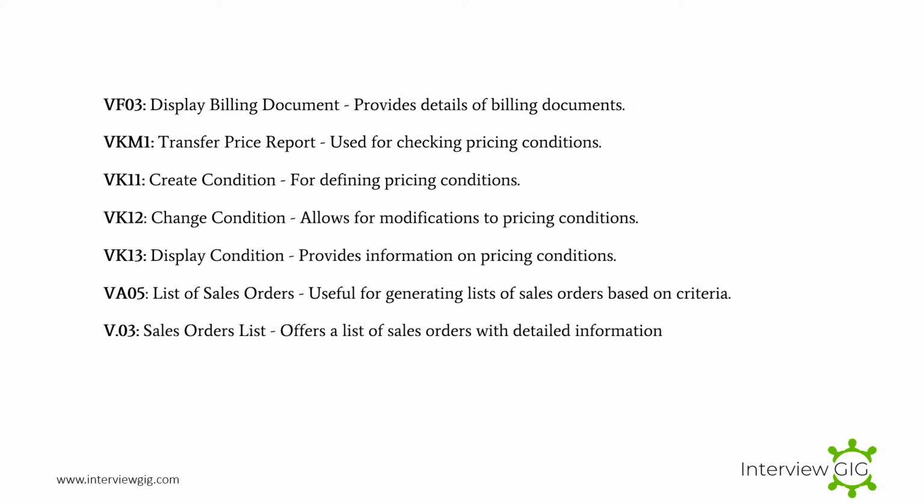VA05, list of sales orders, useful for generating lists of sales orders based on criteria. VA05N, sales orders list, offers a list of sales orders with detailed information.